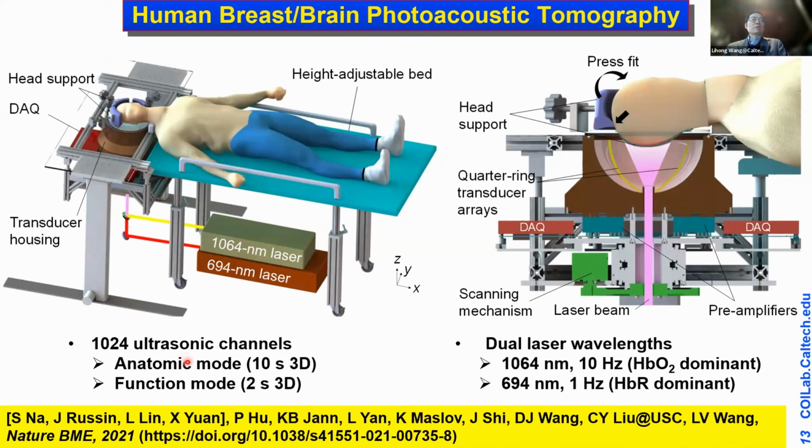The system operates in 2 modes. An anatomic mode takes a little longer, 10 seconds, to form a high density, high resolution 3D image. And we have a functional mode, which takes only 2 seconds. We sparsely sample the volume, and that provides a 3D image as well, but provides you functional information. We have 2 different laser wavelengths, one to target oxyhemoglobin, the other deoxyhemoglobin.